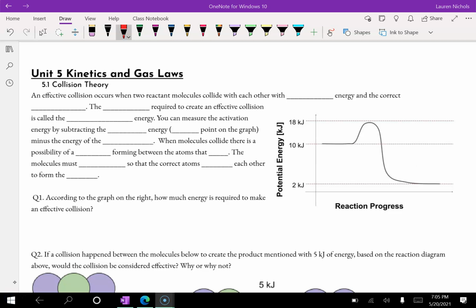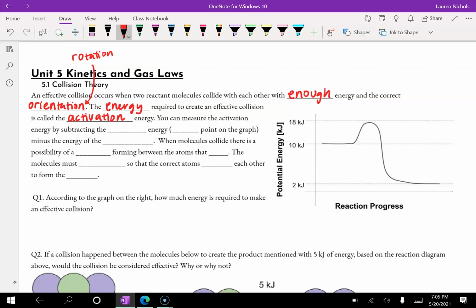An effective collision occurs when two reactant molecules collide with each other with enough energy and the correct orientation. Now, when you're thinking about orientation, another way to think about it is rotation. The molecules have to be rotated a particular way so that very specific atoms are the ones that hit each other. Now, when we're talking about having enough energy, the energy that is required to create an effective collision is called the activation energy. It's the energy required to activate or get the reaction started.